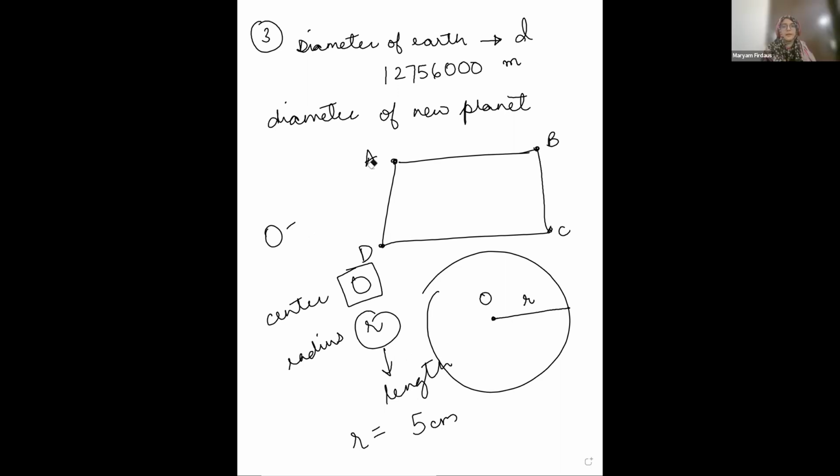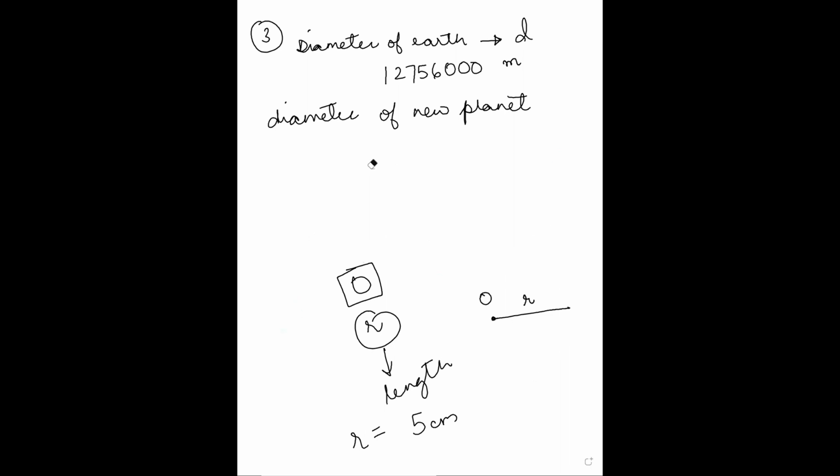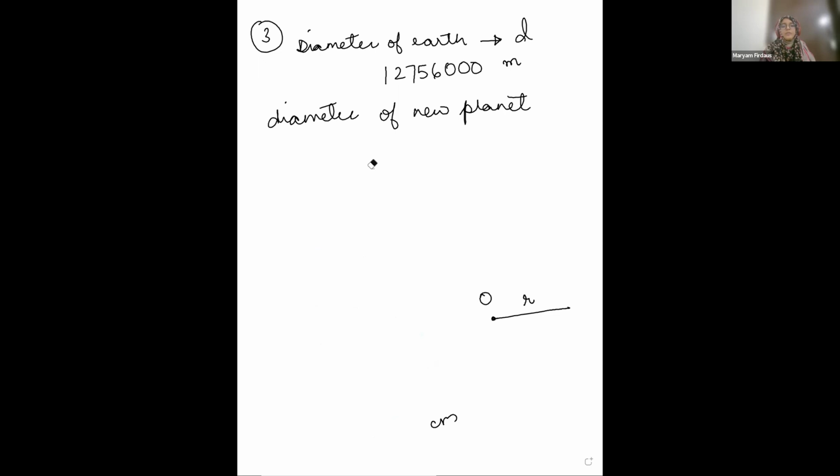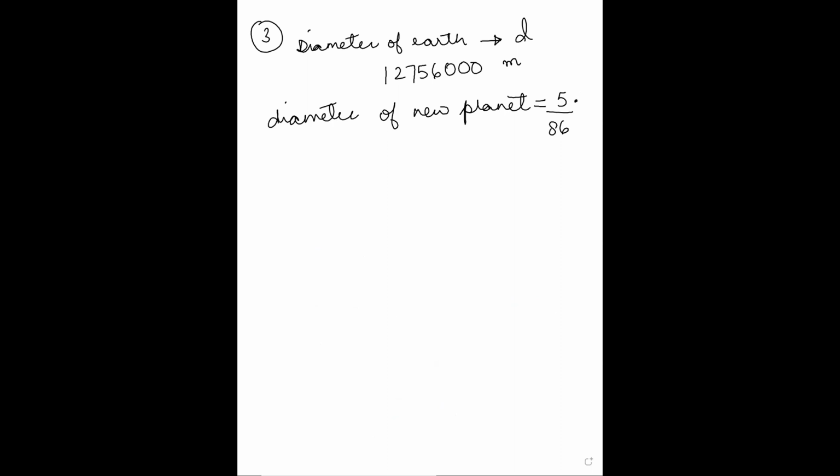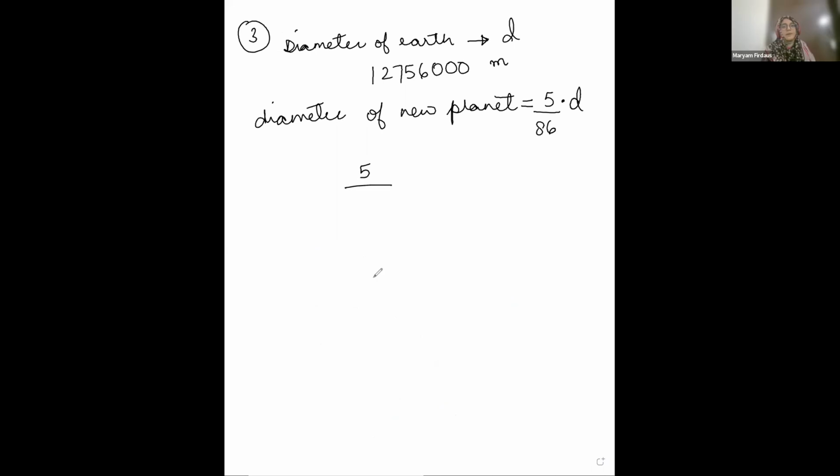So the diameter of the new planet, they are saying, is 5 by 86 times that of Earth. So that means the diameter of new planet is equal to 5 by 86 times what? Times means multiply, right? Multiply. The diameter of the Earth, which is D. Fine. So now what is D? 5 by 86. And what is D? D is this number. So let's solve it. Till here, is it clear, Hiba? Yes.